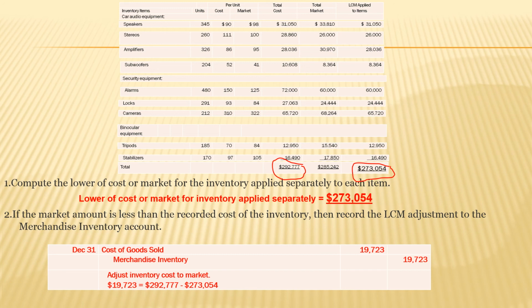Okay. For the second requirement, if the market amount is less than the cost of the inventory, as we can see here, the market amount is 285,242 and the cost is 292,777, so I need to make an entry for adjusting the LCM to the merchandise inventory account. So I debit the cost of goods sold and I credit the merchandise inventory. By how much? The difference between the total cost of the inventory, which is 292,777, and the LCM applied to items, which is 273,054, which gives us 19,723.